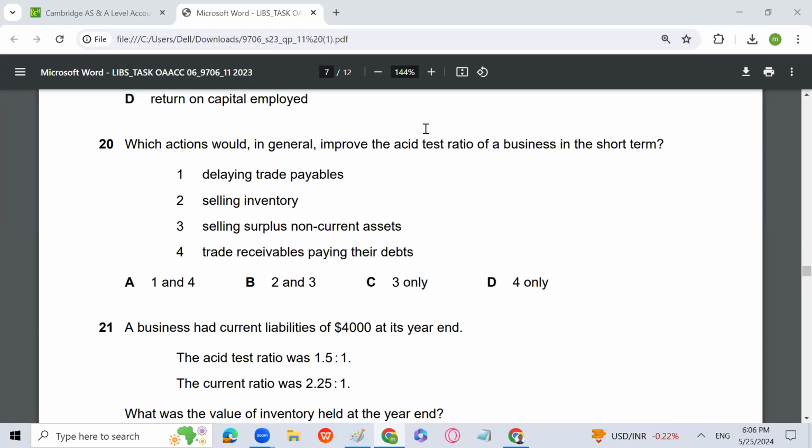So we were doing AS accounting MCQs, and the paper is May June 23 11. We were doing that MCQs paper, and this is the part 2 for that paper. We were solving 20th MCQs.